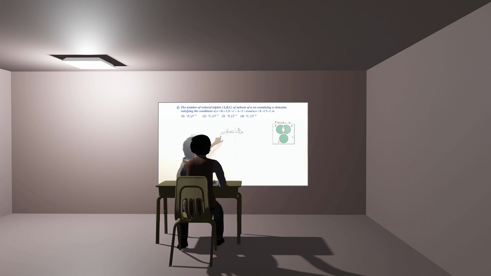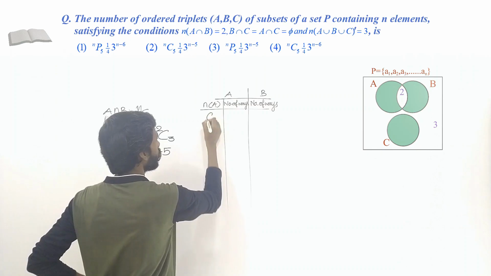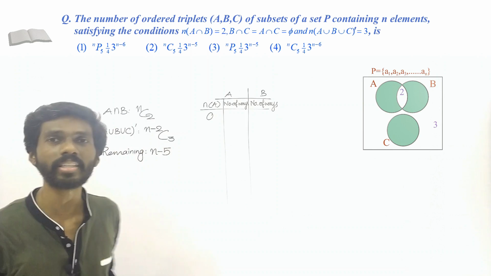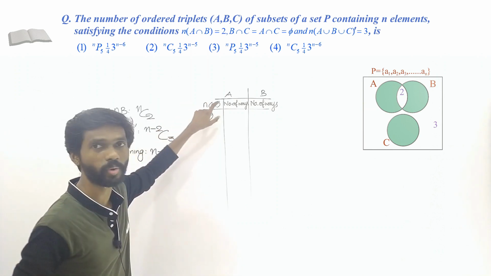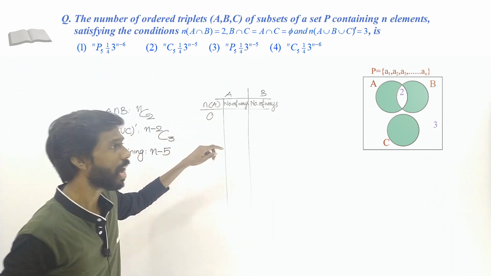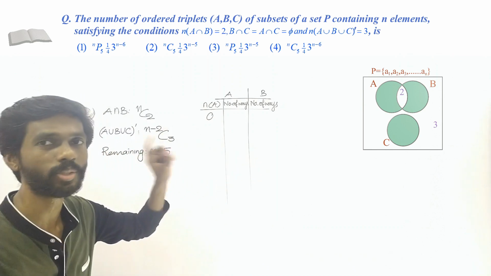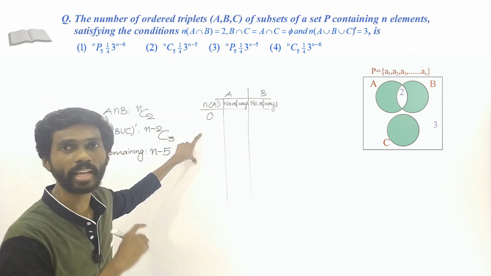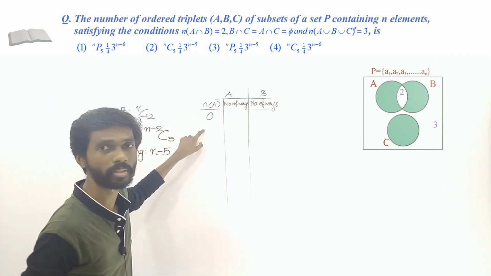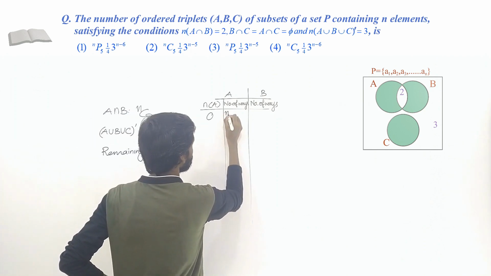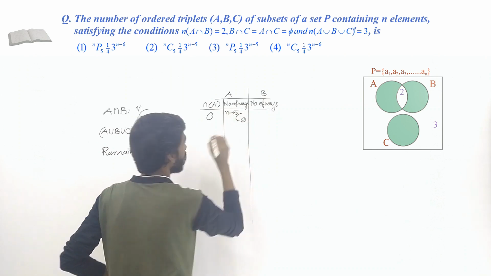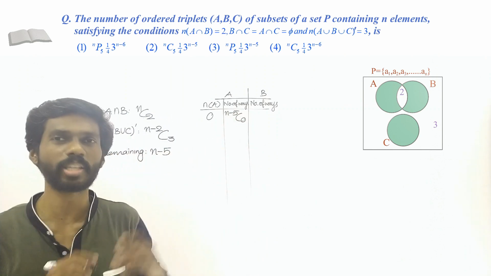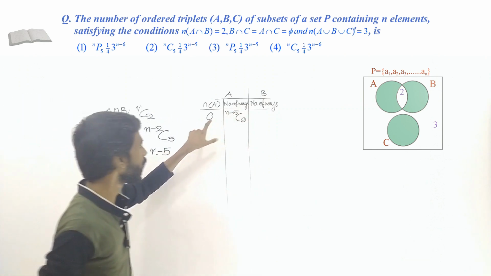Alright, so n of A, the minimum value is 0. So this is apart from the elements in the intersection. Though I denote this by n of A only, this 0 is the number of elements apart from the intersection. So A already has 2 elements minimum. So this is apart from those 2 elements. So A has no more elements. So A has 0 elements. So how many ways can this be selected? So n minus 5 C0. From the n minus 5 remaining elements, you select 0 element, which means just one way.